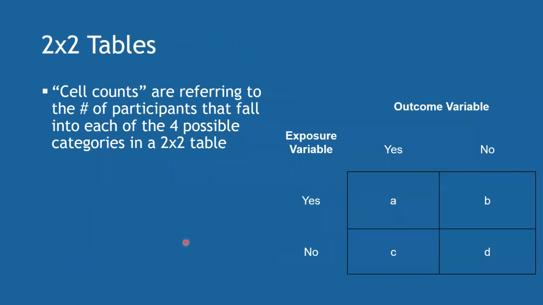Now, in that last slide, we talked about cell counts or expected cell counts. So the cell counts are referring to the number of participants that fall into each of the 4 possible categories in a 2x2 table. So if we're looking at a dichotomous exposure and a dichotomous outcome variable, then each participant is either going to fall into one of these 4 cells, either into A, B, C, or D. So then what we want to do is enumerate how many people fall into each of these cells.